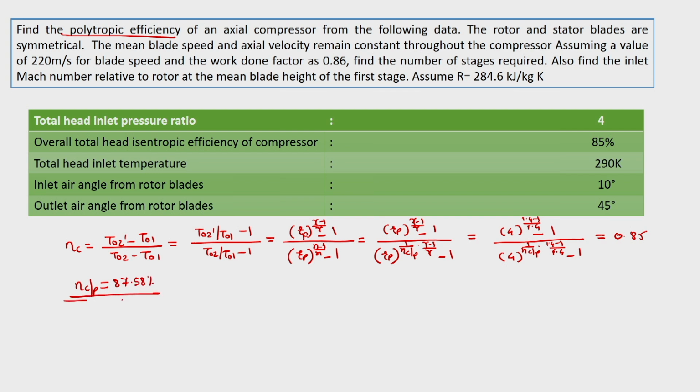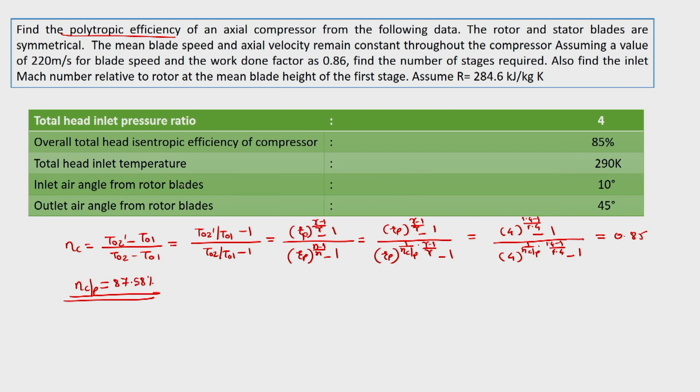87.58%. So this is what we can get from the given data, which is just the overall pressure ratio and the compressor's isentropic efficiency. We can make use of the given quantities for the rest of the things.